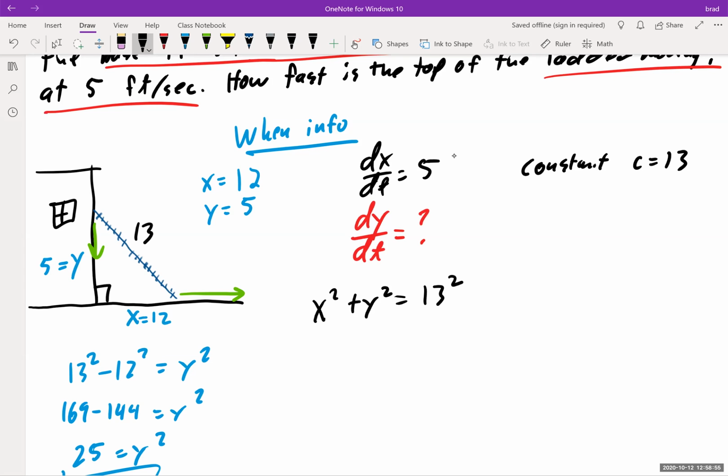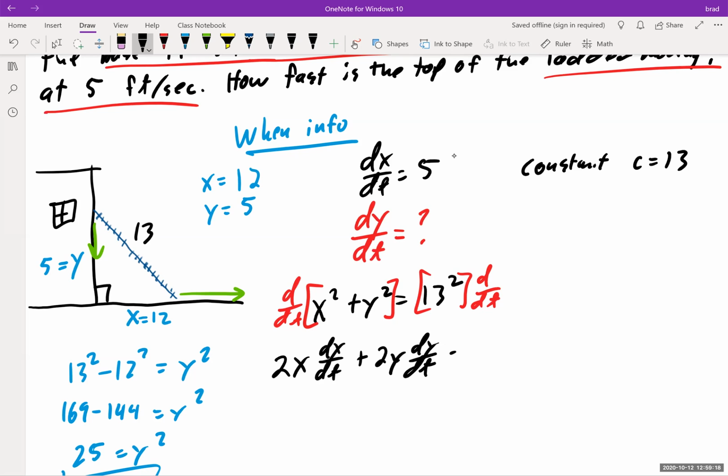Okay, so now we're going to take the derivative of both sides with respect to t. Hopefully you guys got 2x dx/dt plus 2y dy/dt equals 0. Now we notice that we know dx/dt, and we know x as well. I'm going to plug in my x, which is 12, and my dx/dt, which is 5. And then 2y, but we know y is 5, and dy/dt is what we're looking for.